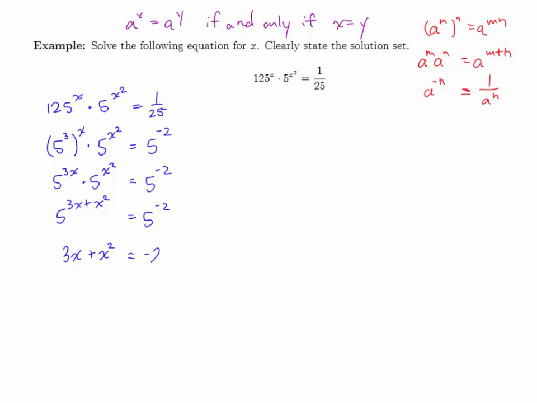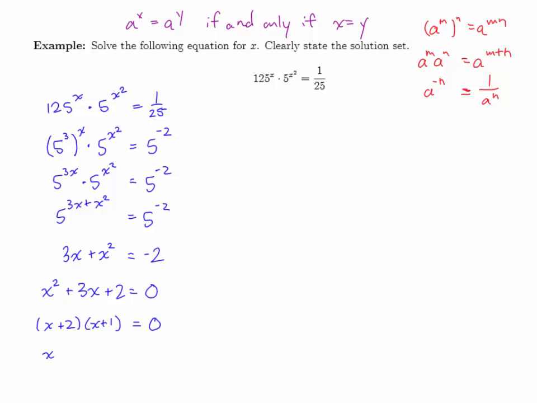equal to negative 2. And at this point, this equation is quadratic, so we'll set it equal to 0, and then we'll try and factor it if possible. So we've got x squared plus 3x plus 2 equal to 0, and that one will factor. That'll factor into x plus 2 times x plus 1. So that whole thing is equal to 0.